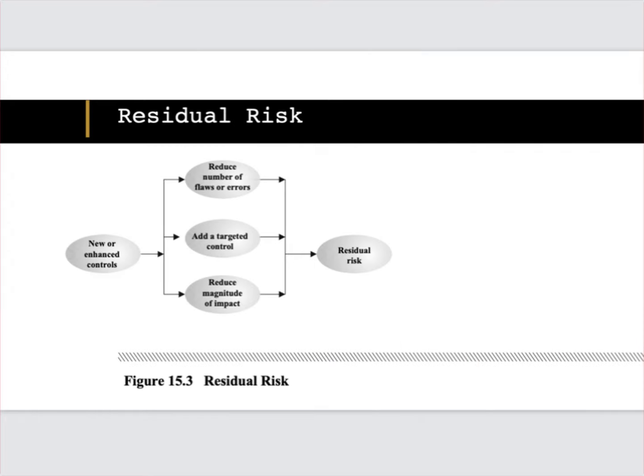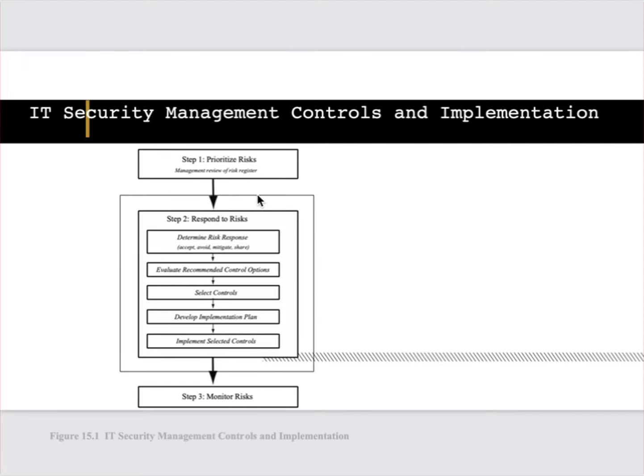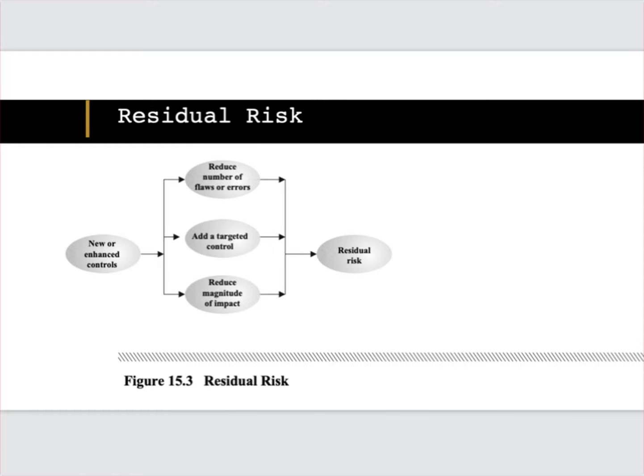So there is another important term. Once you have selected proper controls, for example, in this figure, you prioritize risk, determine the response, evaluate controls against that risk, select controls, implement them, and then monitor. Basically, the residual risk specifies that some type of risk will still be remaining, left over in the system, even after following all those security recommendations and controls. So that's the residual risk. There are generally two terms used over there.